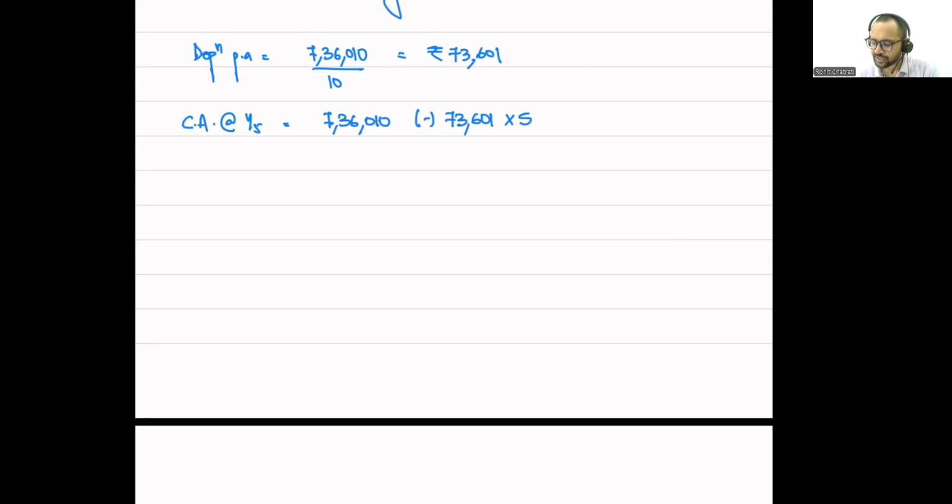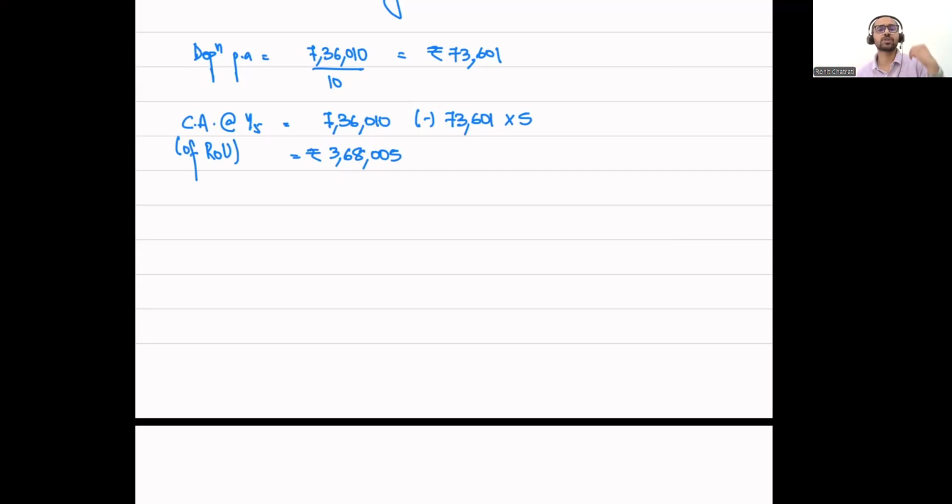So it will be 73,601 multiplied by 5. I originally recognized the ROU asset at 7,36,010. I charged the depreciation of 73,601 for a period of 5 years. So the carrying amount is going to be equal to 3,68,005 rupees. So the carrying amount of the ROU asset at the end of year 5 is going to be 3,68,005 rupees.